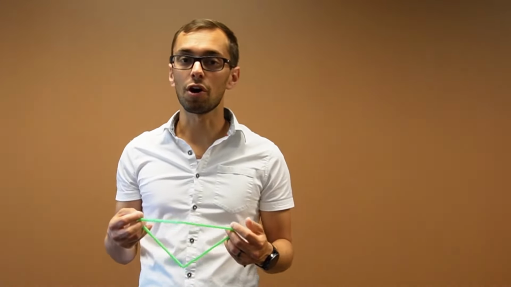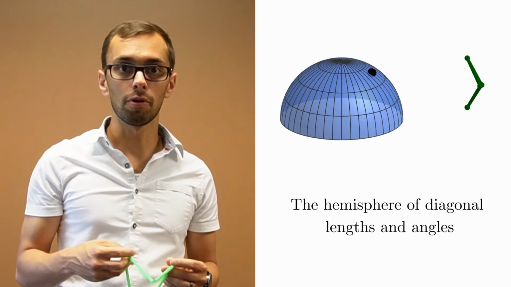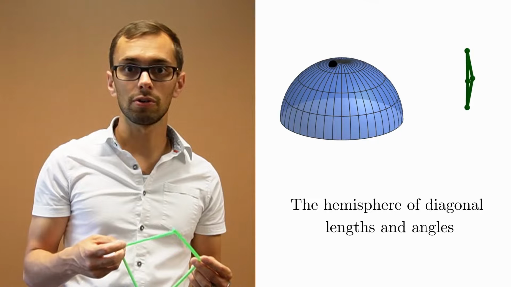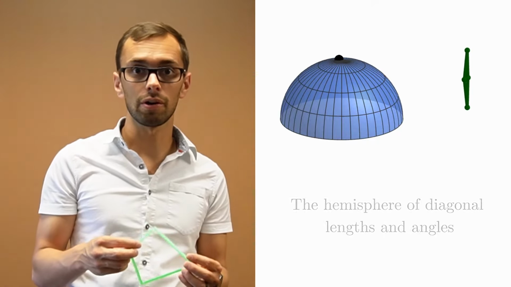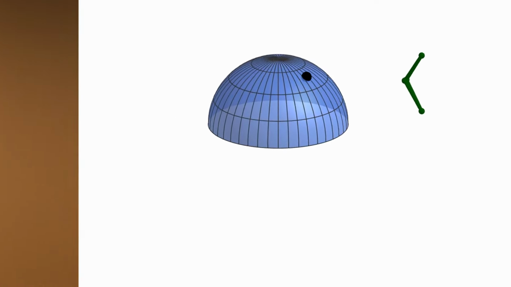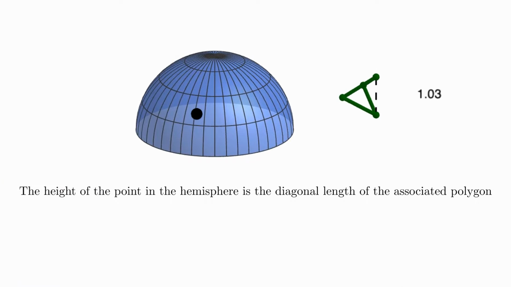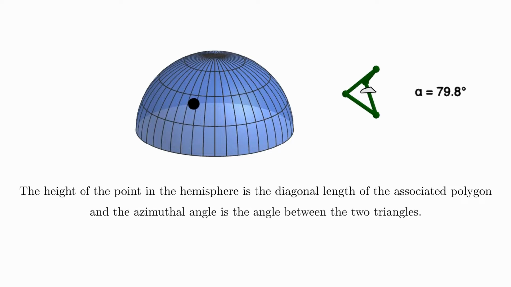If we look at the space of all possible diagonal lengths and angles, we get a picture which looks a little bit like this, where a point in the hemisphere corresponds to a quadrilateral, and by changing the quadrilateral, we change the point in the hemisphere. In this picture, the height of the point gives the diagonal length of the corresponding polygon, and the azimuthal angle gives the angle between the two triangles.